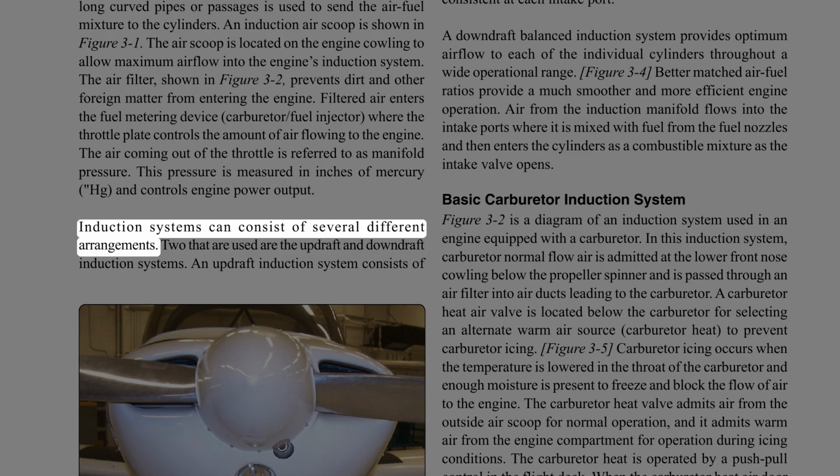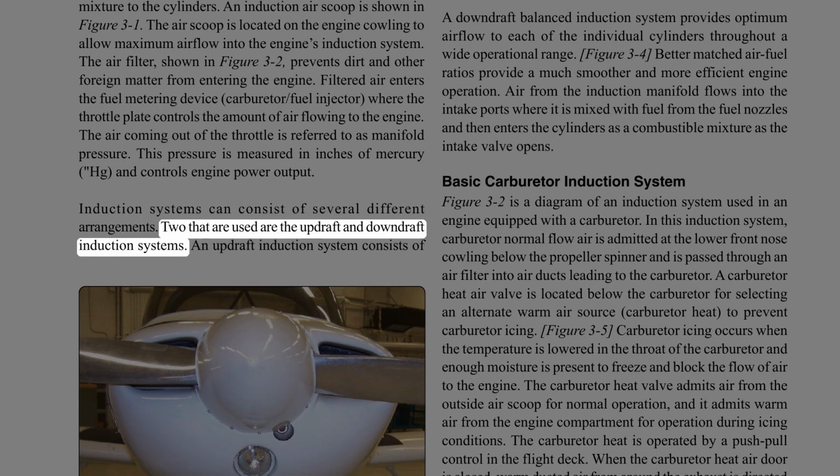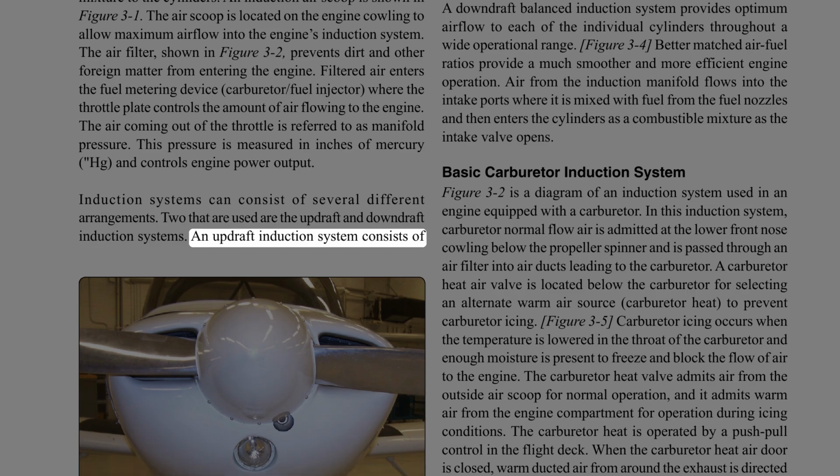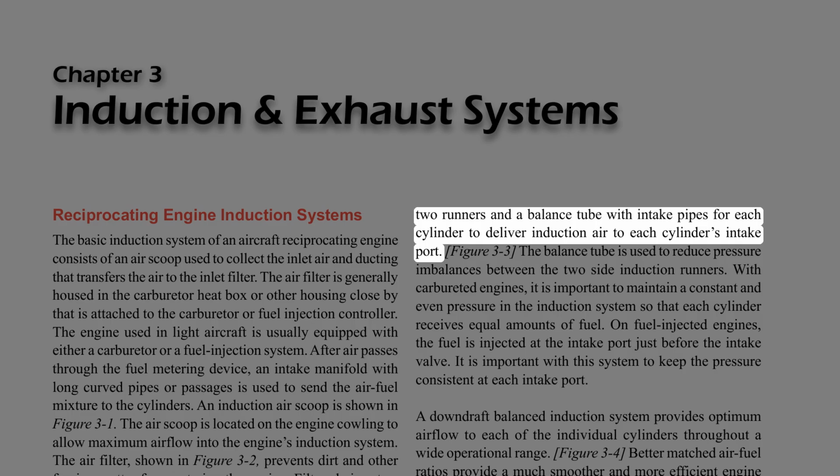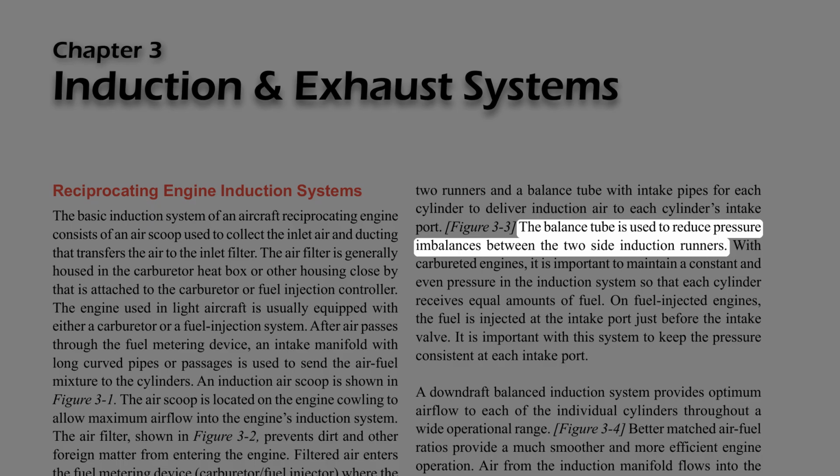Induction systems can consist of several different arrangements. Two that are used are the updraft and downdraft induction systems. An updraft induction system consists of two runners and a balance tube with intake pipes for each cylinder to deliver induction air to each cylinder's intake port. The balance tube is used to reduce pressure imbalances between the two side induction runners.